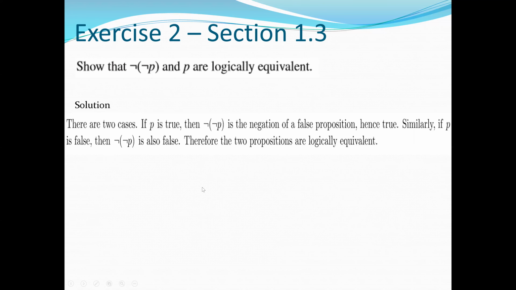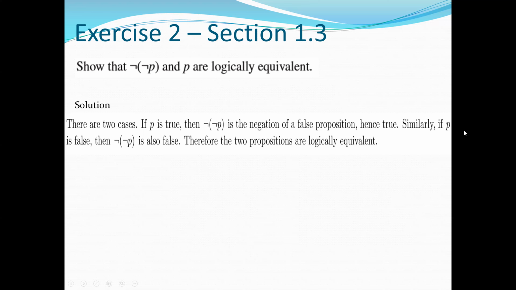So let's solve a few problems here. This is a question from our course textbook, exercise 2, section 1.3. They say we should show that not not P and P are logically equivalent. So these are two cases. If P is true, then not P is false, and the negation of the false proposition will also be true. So if P is true, not not P will be not false, and not false also is true.